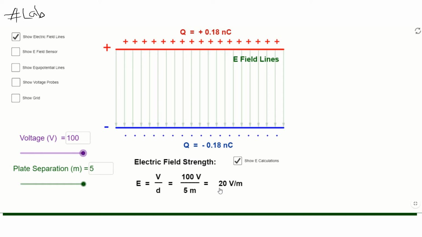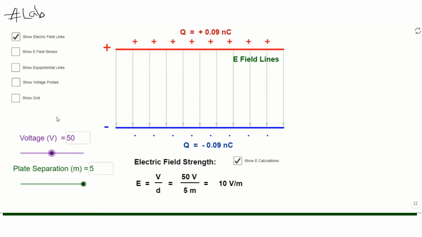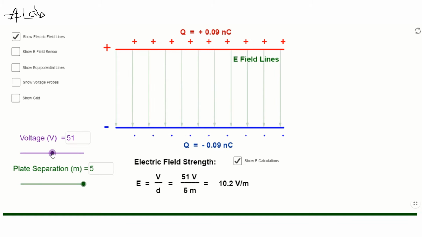They're also closer to each other, and you see electric field strength doubles. Okay, let's go back to 50. If my voltage times 2, this electric field strength should also times 2 and become 20. So if I change this to 100, this should go from 10 to 20. That's right, because 100 divided by 5.